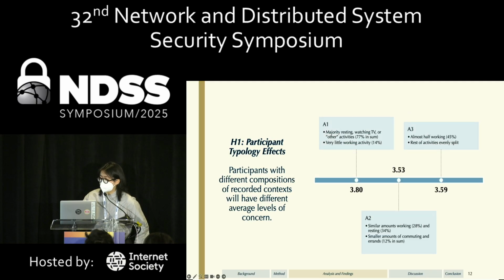And then clustering by activities points to similar insights. For example, A1, which has majority leisure activities and very little working activity, might signal unemployment or being a student, and this group had the lowest levels of concern. But the A3 group, on the other hand, works a lot and then splits the rest of their time on a variety of activities, and they're out and about and also have the highest levels of concern.